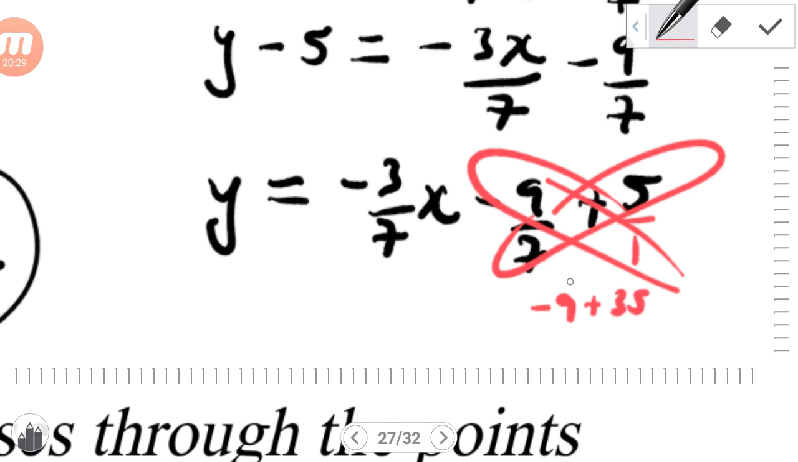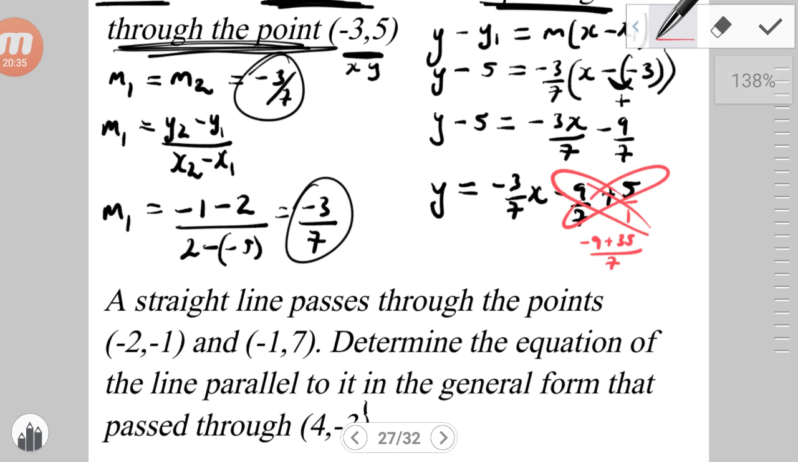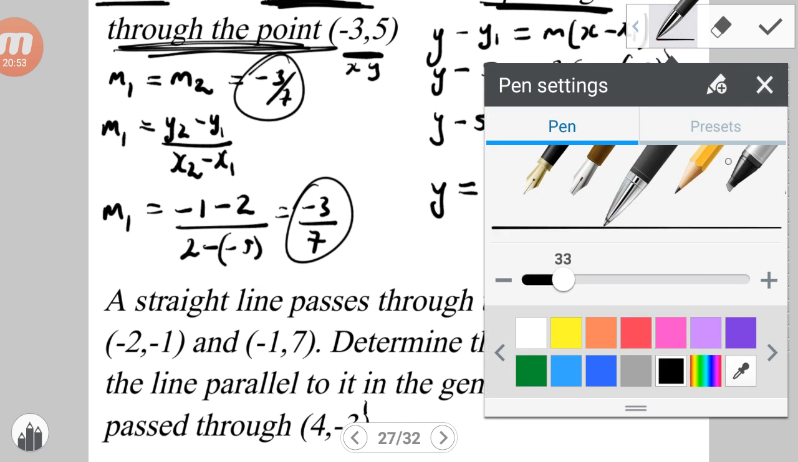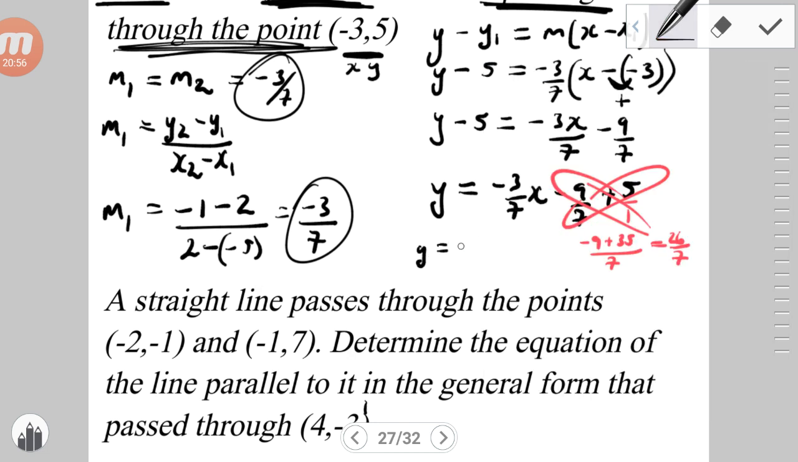And then simply now we just multiply the feet of the butterfly. That's going to be 7 times 1. So that's kind of like a method that I use really to help me get the problem out quick and fast. All right, so negative 9 plus 35, that's going to be 26 over 7. And so that's going to be my y-intercept. So naturally here now, I end up with y equals negative 3 over 7x plus 26 over 7. And that is going to be the equation of my line.